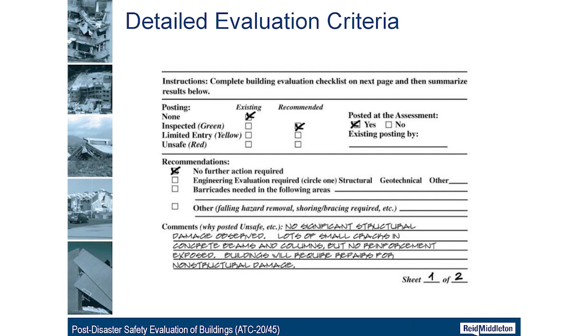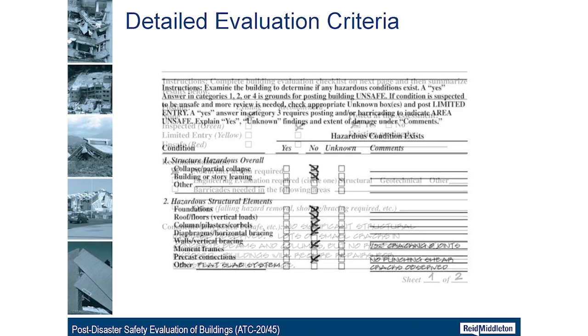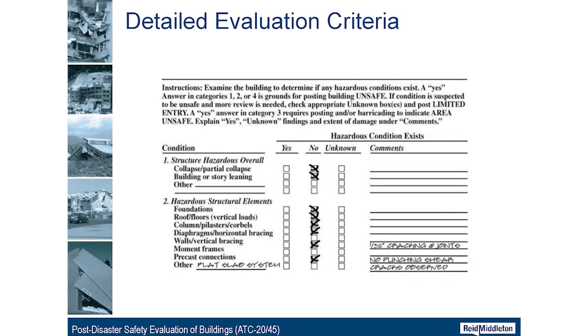Recommendations, the same kind of information: further action, engineering evaluation, structural, geotech, other, barricades. Here they have a little bit more effusive commentary, but not much. No significant structural damage observed, lots of small cracks in concrete beams and columns, no exposed reinforcement, building will require repairs for non-structural damage. So that's the overall summary.